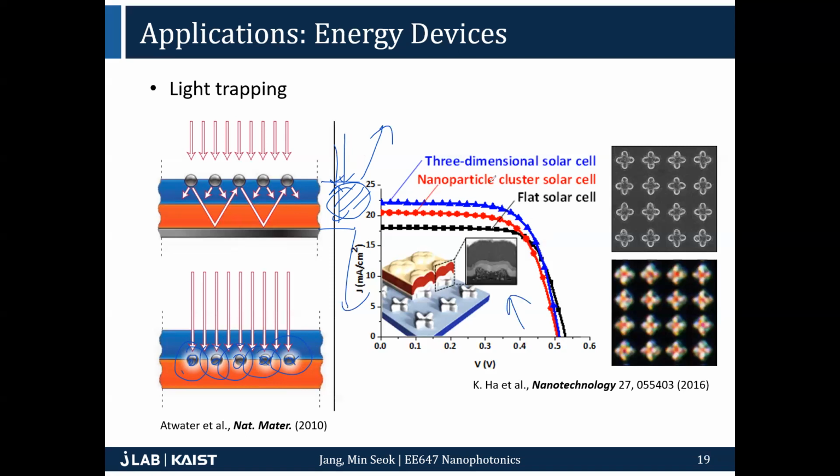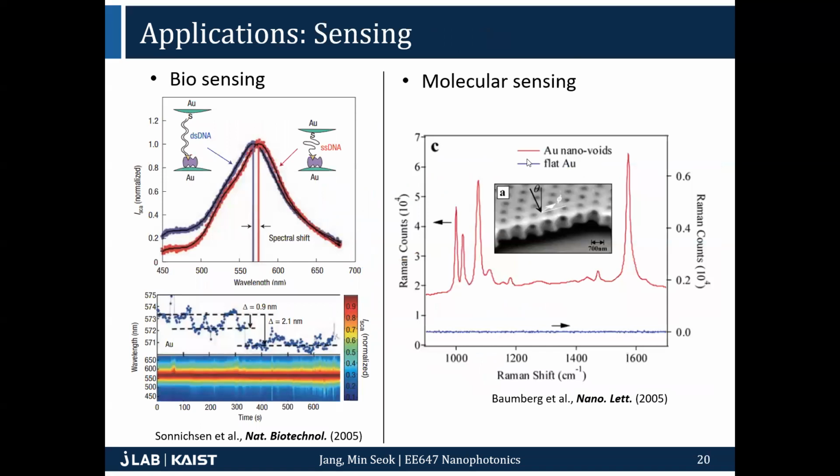This is one example. This is a JV curve, a current and voltage curve of a solar cell. Compared to the flat solar cell, which doesn't have any metallic structure, if you have a nanoparticle cluster or this three-dimensional, strange looking nanoflower structure, you can have much higher performance, much higher light conversion efficiency, due to higher absorption of incident light. I'm just going to keep talking to you about the applications.